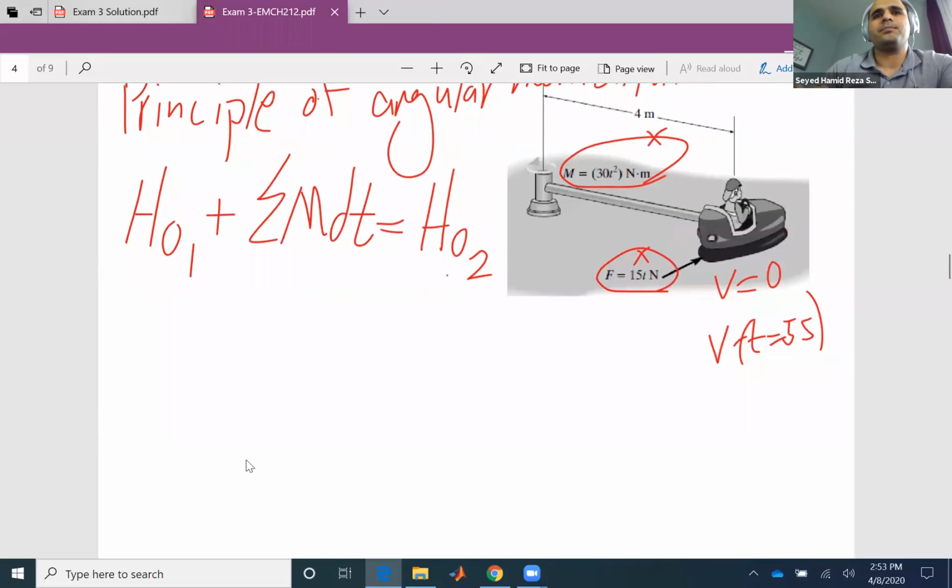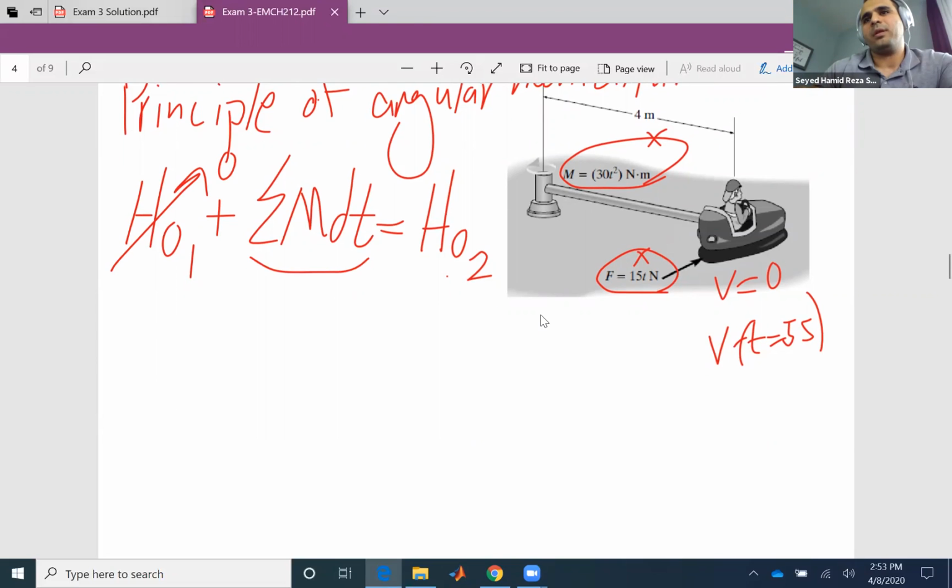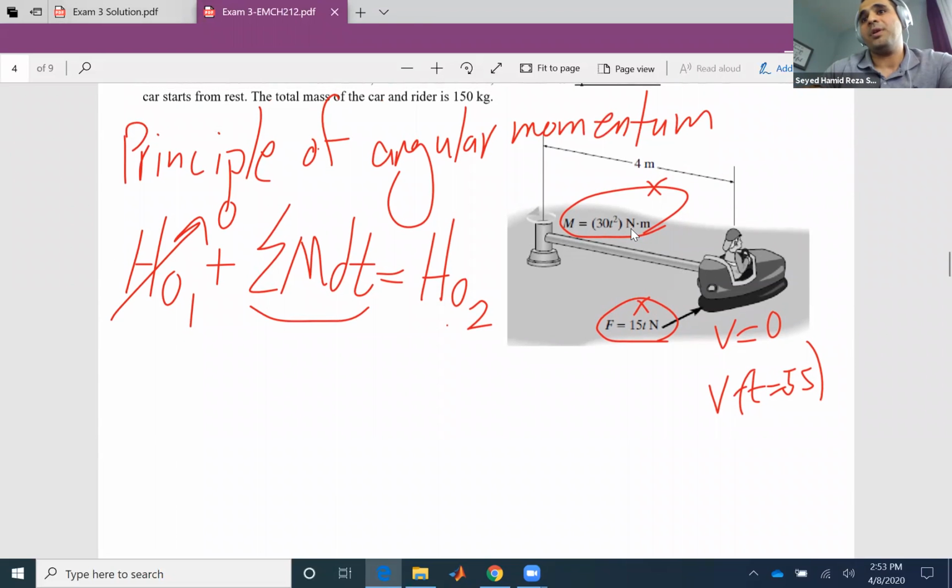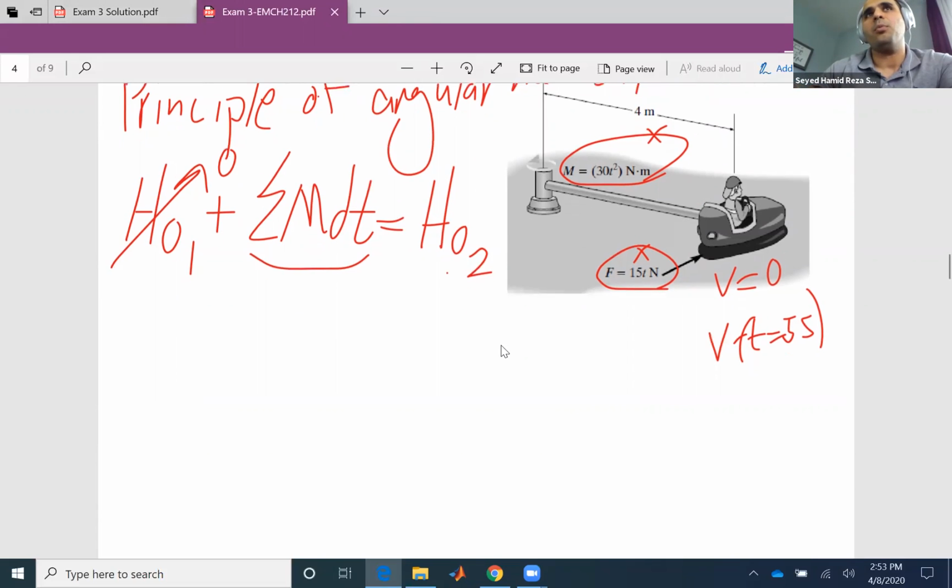So here, the initial angular momentum, because the velocity is 0, we are not going to have any initial angular momentum. Now the impulses, the angular impulses, all the moments that are going to act on our system. We have a moment here. Also, we have a force. This force is going to create a moment. So we have two moment components.